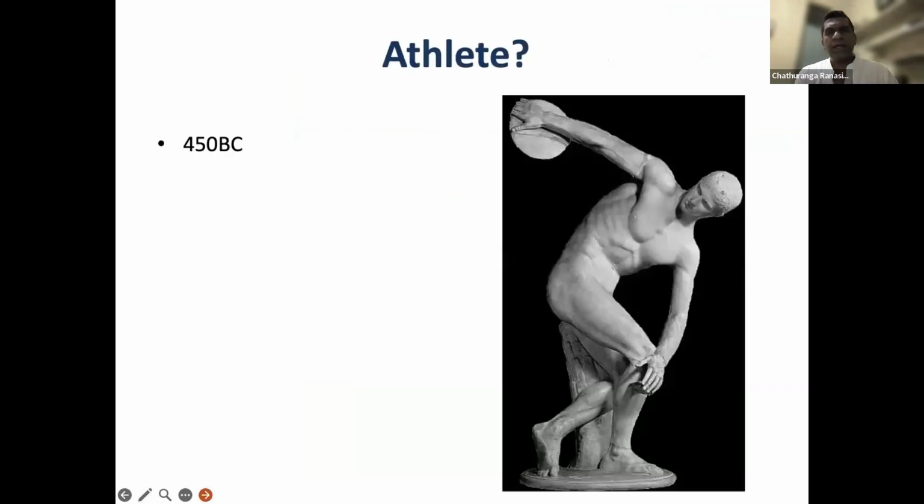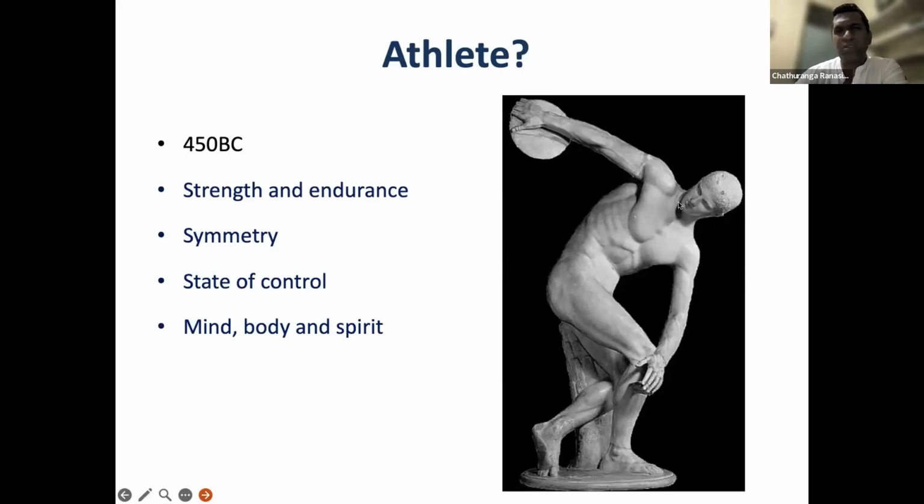And as a start, I'd like to introduce who's an athlete. The word athlete has been discussed maybe about 450 BC. This is, I think, the oldest sculpture that we see about any sport being involved. It is found in Greece, 450 BC, and talks mainly about strength, endurance, state of control, the symmetry of the body. If you see there, it shows the anatomy of a human being perfectly, and how he controls his mind, body, and spirit. So this is one of the oldest ways of describing an athlete.